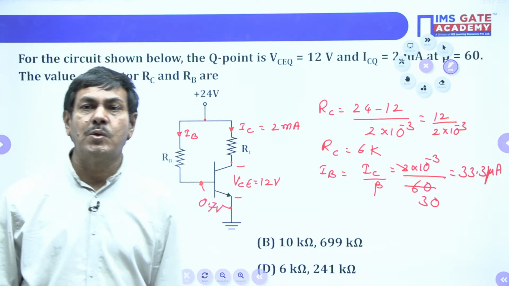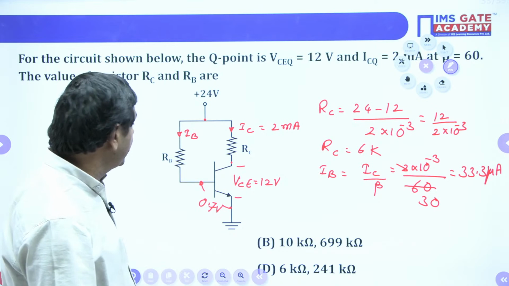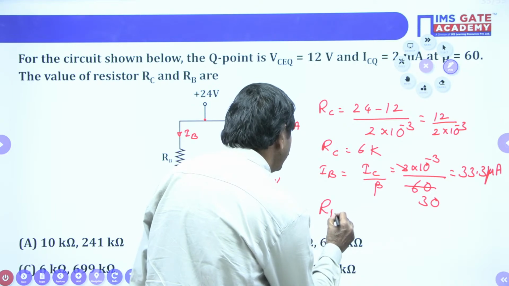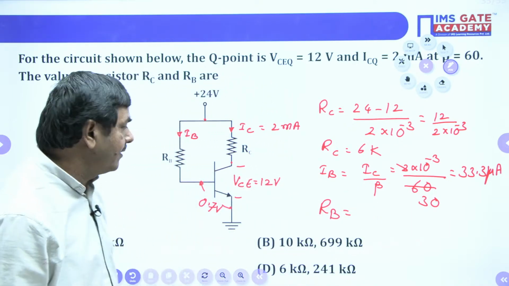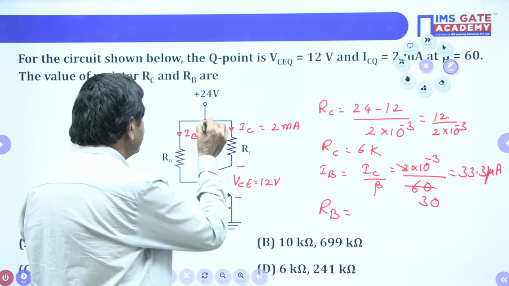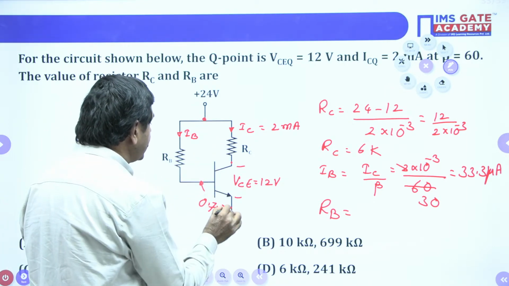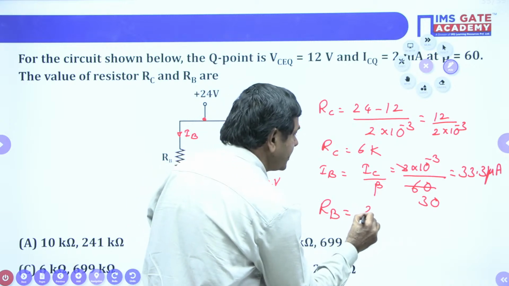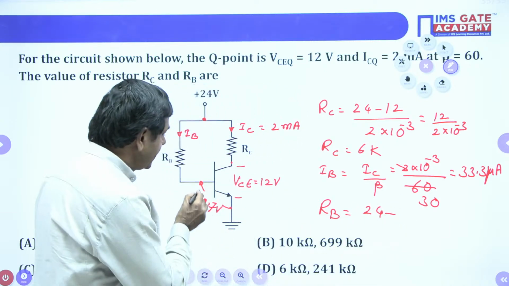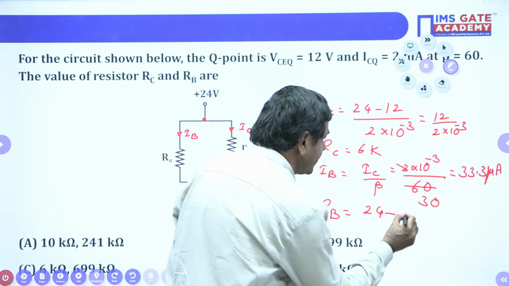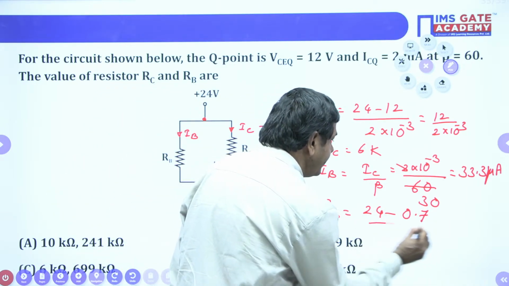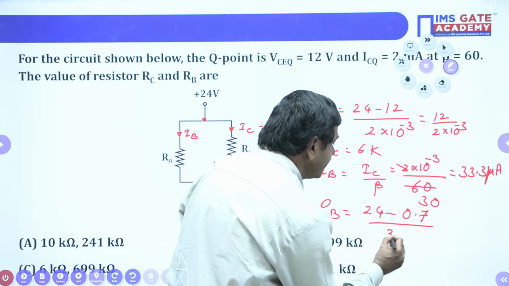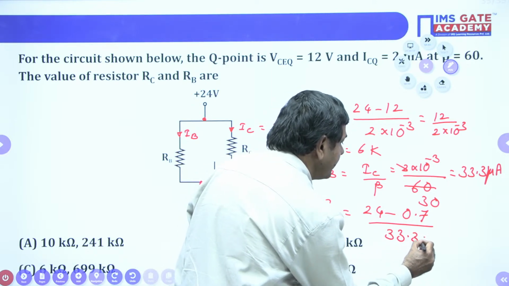Once the base current is known, you can determine the RB value. How can we determine RB? Please watch. RB equals this input voltage minus this voltage, divided by the current itself. So RB is calculated by 24 volts minus 0.7 volts, divided by the current IB. What current is passing? 33.3 microamperes is flowing.